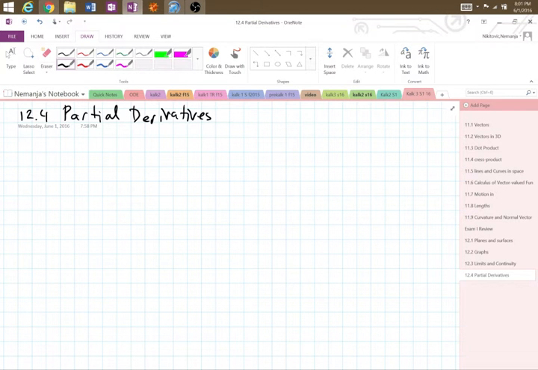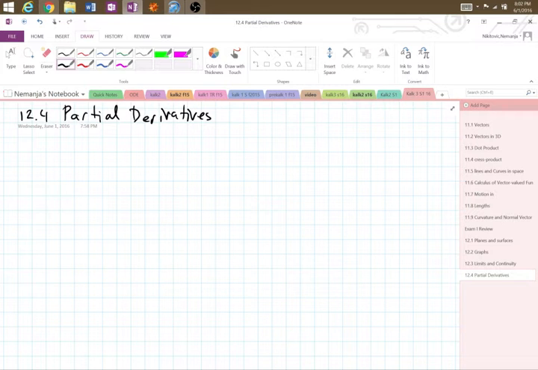Welcome to Calculus 3, day 10, I think, part 1. We're talking about partial derivatives. So we need to find a way to look at the derivatives of these 3D functions, right?